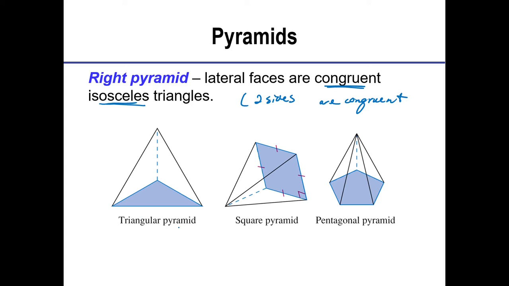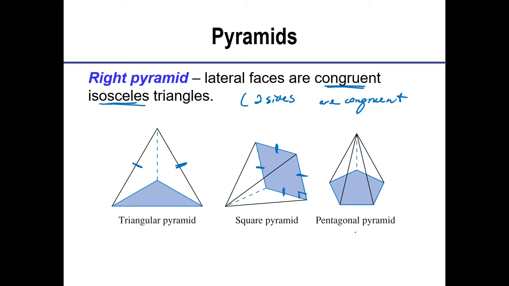So in the first figure we have a triangular pyramid because the base is a triangle, but the lateral faces consist of isosceles triangles. These 2 sides are the same length. The second figure is a square pyramid. We have a base that is a square, which means all of the sides have the same length, and we have angles that are 90 degrees.